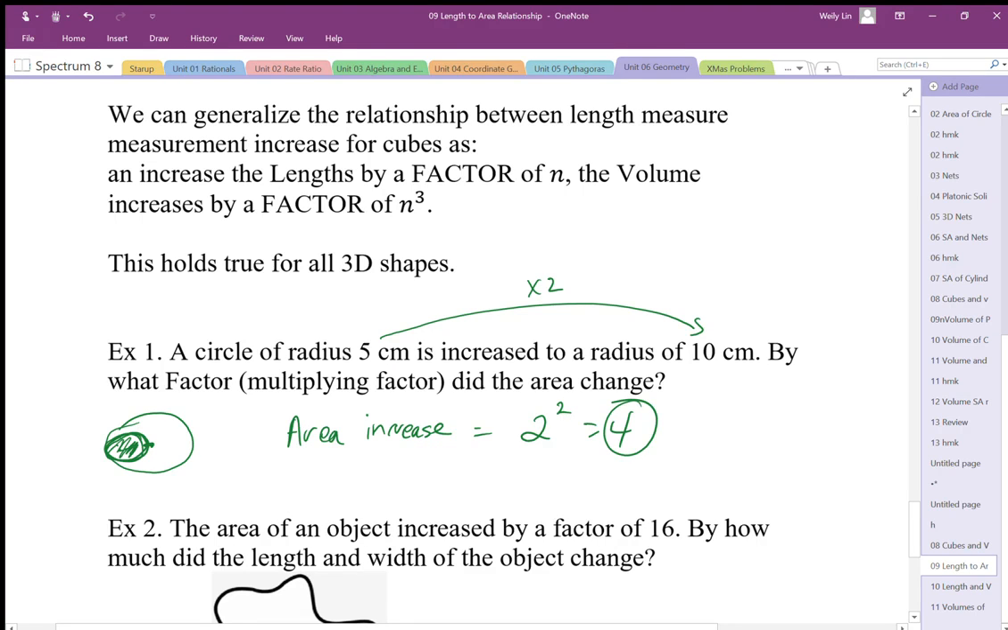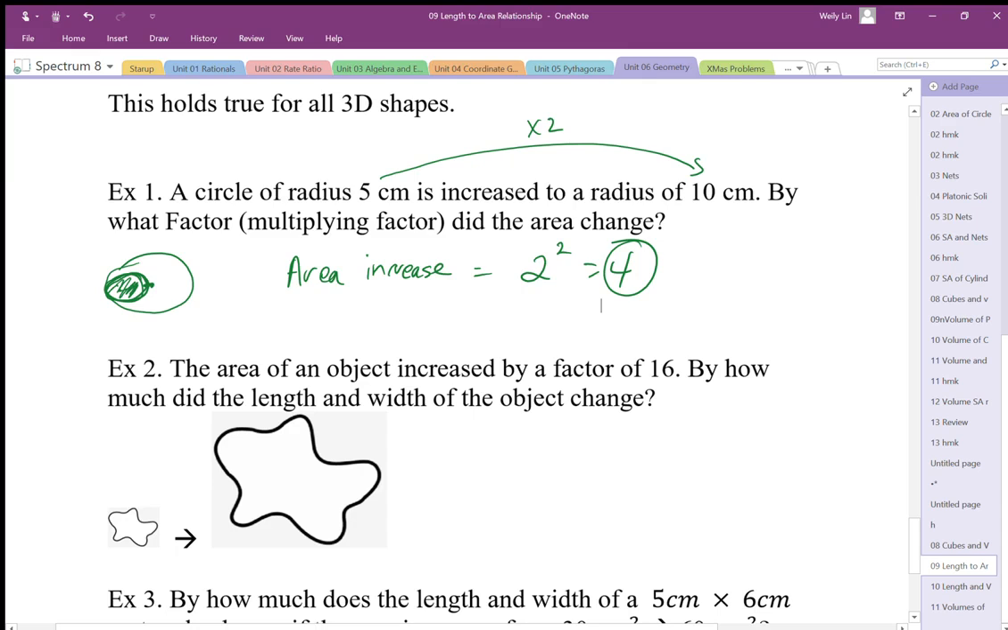Okay, and we can justify that. We can actually see that. And it doesn't matter if the area is a blob. This blob here, this object, is increased by a factor of 16. So how did the length and height change on this object? Well, if I'm squaring, going from length to area, I'm going to square. What happens if I want to go backwards? What was my length here if I have 16 times more area?